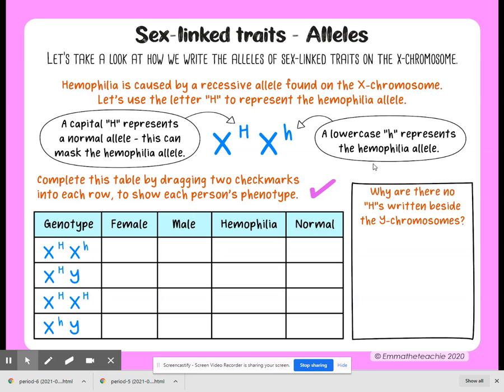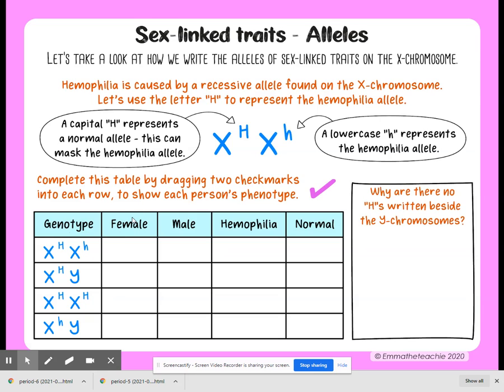And that means a female would have to have 2 copies of this to show the disorder. A male is only going to need 1 copy to show this disorder. So you're going to complete the table by dragging 2 check marks into each row. The check marks are going to show whether it's a male or female, and then whether they have hemophilia or if they are normal. So the first one, we have XX.